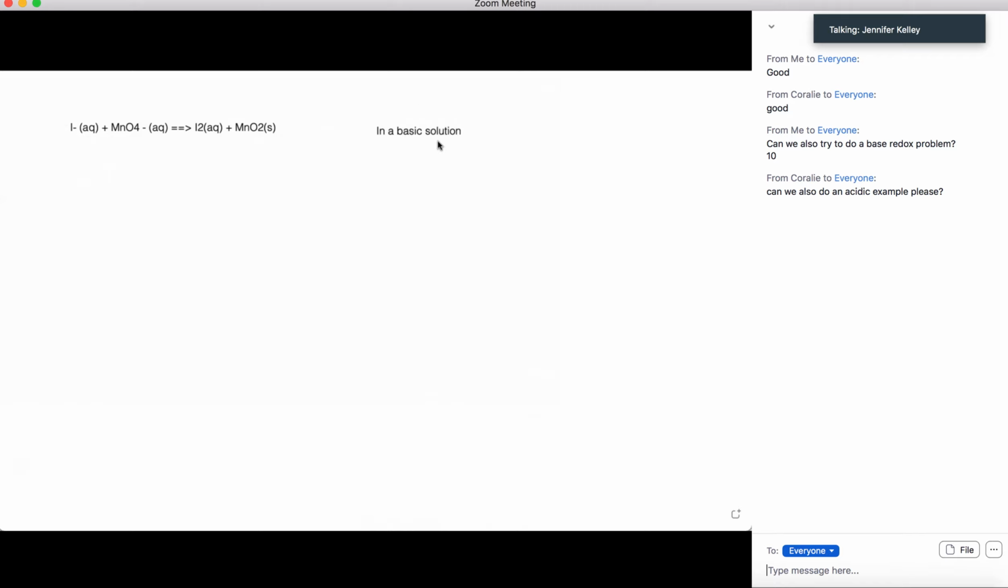Should do them in green. All right. So for I minus, it's a monatomic ion. So according to the oxidation number rules, it's just going to have its charge as its oxidation number. It's going to be -1.